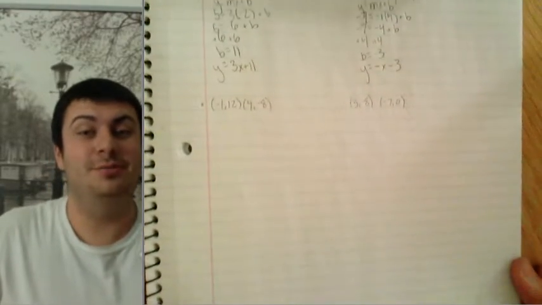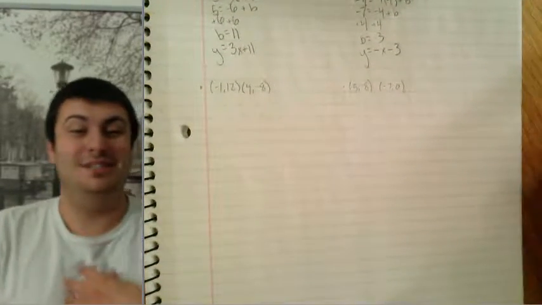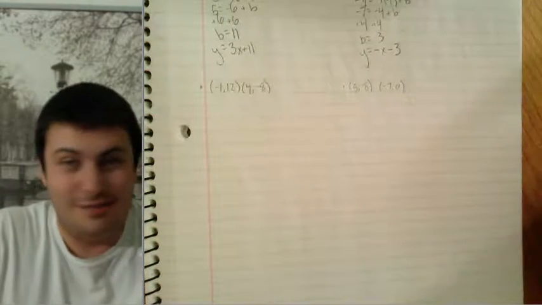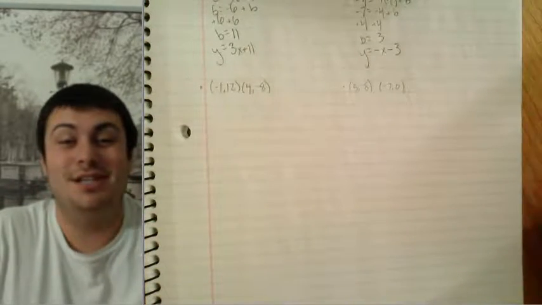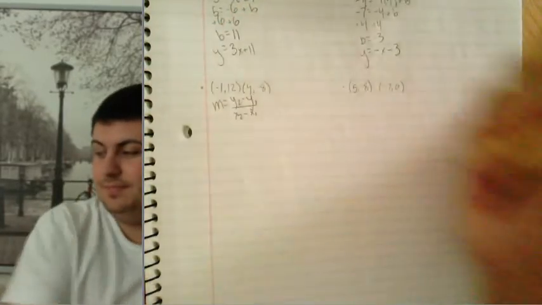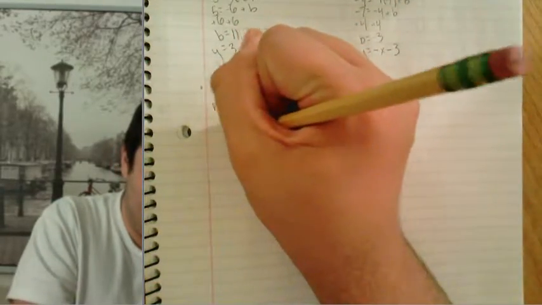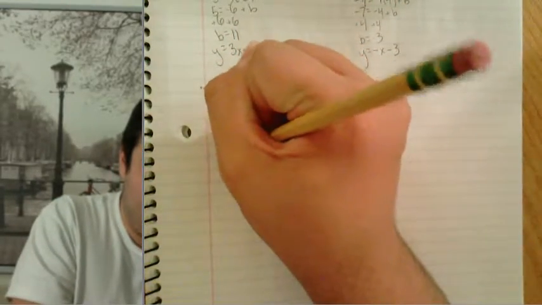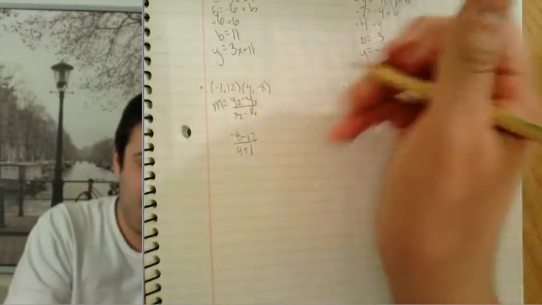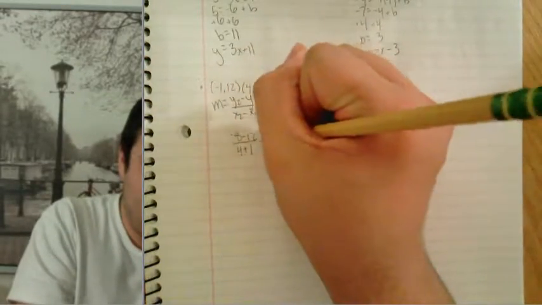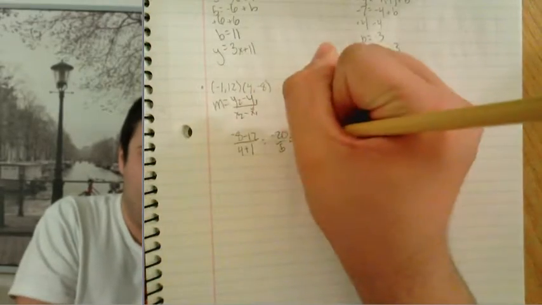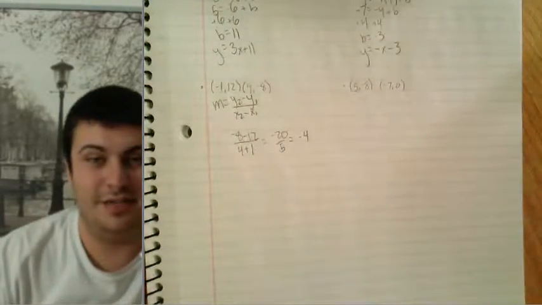Now if I'm given 2 points, my first thing that I'll need to do as the mathematician, and you as the mathematician, well, we're all mathematicians, you'll need to find the slope first. So remember that slope m equals y2 minus y1 over x2 minus x1. I'll take negative 8 minus 12 over 4 minus negative 1. So I get negative 20 over 5, which is negative 4, my slope of negative 4.